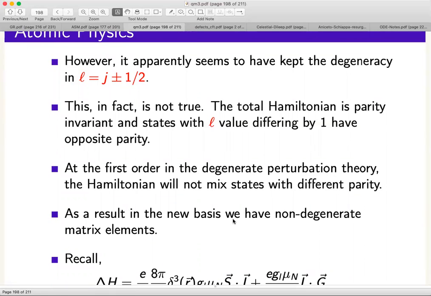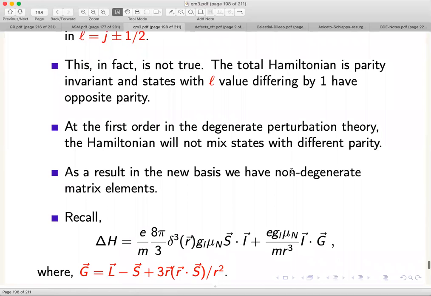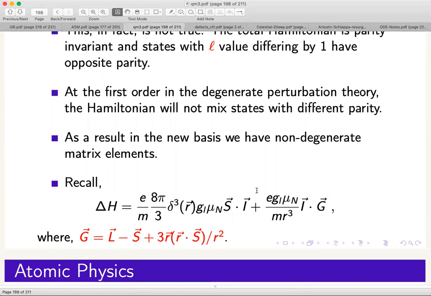So the first thing we would notice is that the Hamiltonian will not mix the states with different parity at the first order in degenerate perturbation theory. Therefore, in our leading order contribution, we need not even worry about this degeneracy because it will automatically be lifted, since the action of the Hamiltonian on even parity states is different from its action on odd parity states. Because of this, even the L degeneracy would be lifted, and therefore we don't have a degenerate matrix element at the end of our computation.